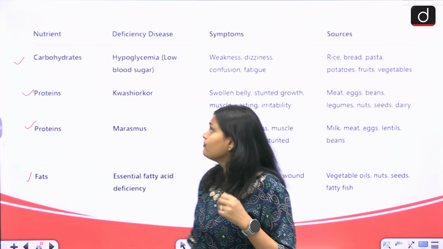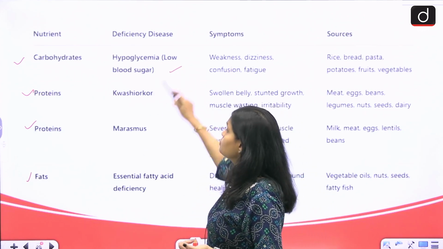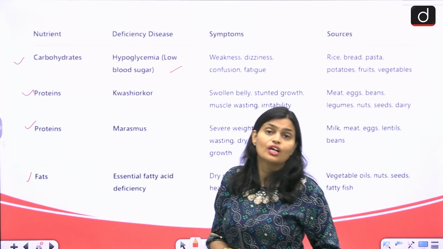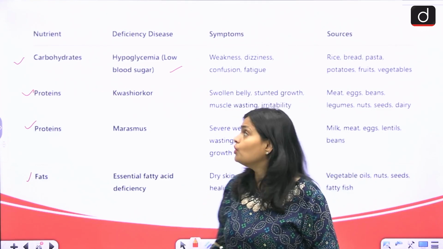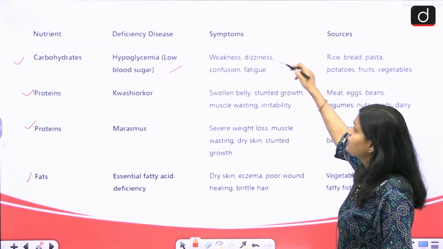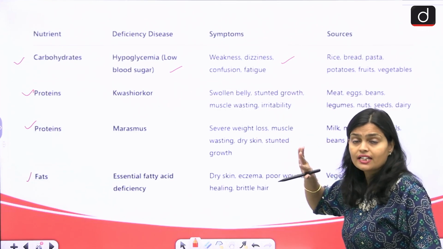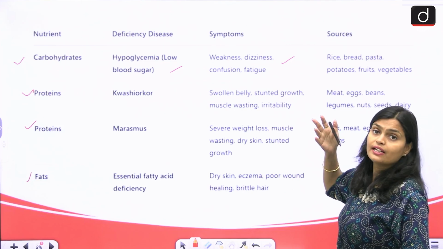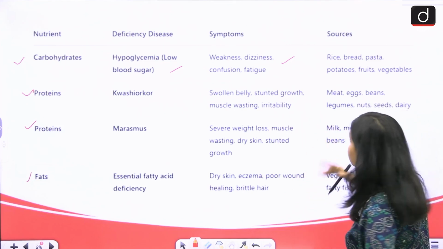Okay. So if you have a deficiency of carbohydrate, that means you become hypoglycemic. You have very little sugar in your blood. So that is called low blood sugar. In that case, you feel weak, dizziness, चक्कर आने लगता है, confusion, कुछ समझ नहीं आता है, आप बेहोश हो जाते हैं, fatigue हो जाते हैं. तो that means कि blood sugar level is very down.